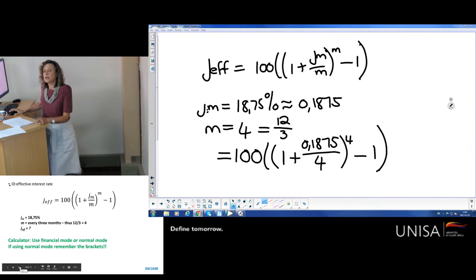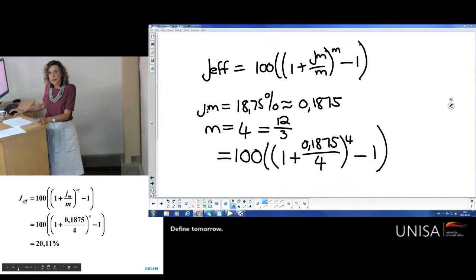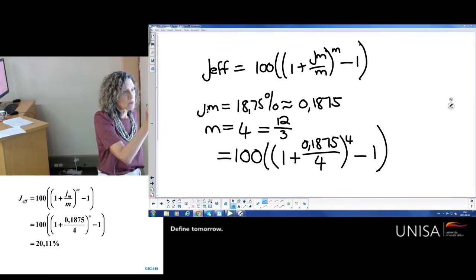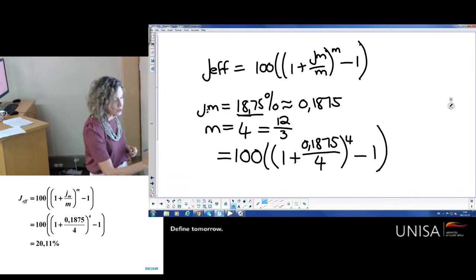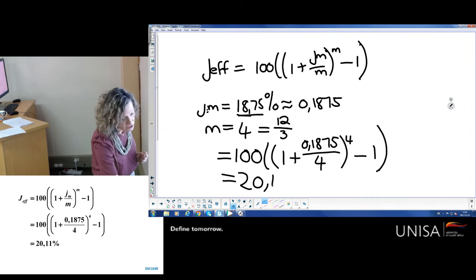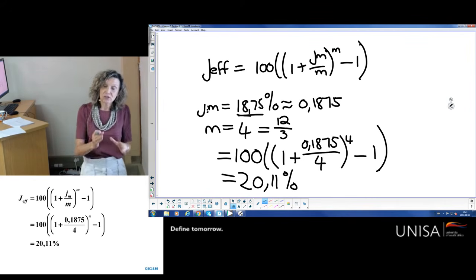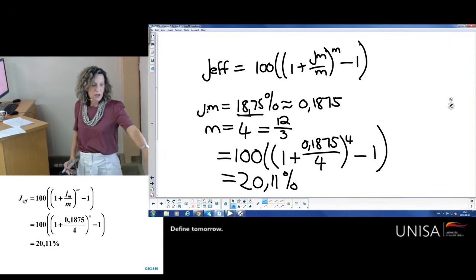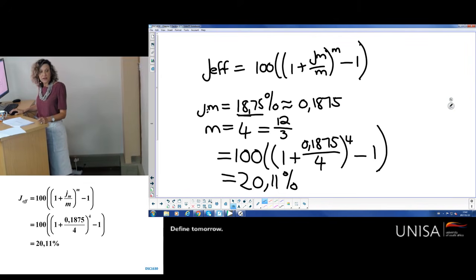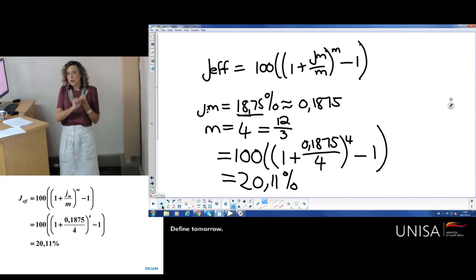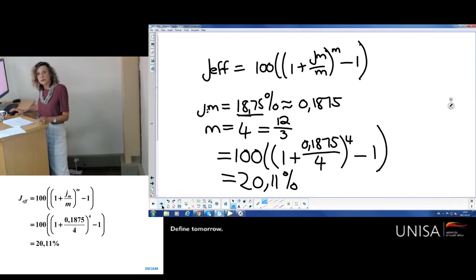We can use again our financial mode, as I've discussed previously. And that gives you an answer of 20.11%. So even though the nominal rate per year was quoted as being 18.75% per year, what did you earn on your money effectively? Because of the interest that's earned on interest, it's 20.11%. So effectively, remember, is what you earn in 1 year.